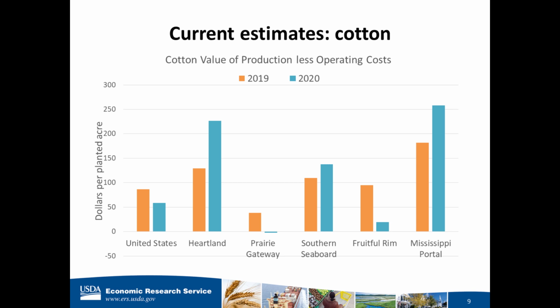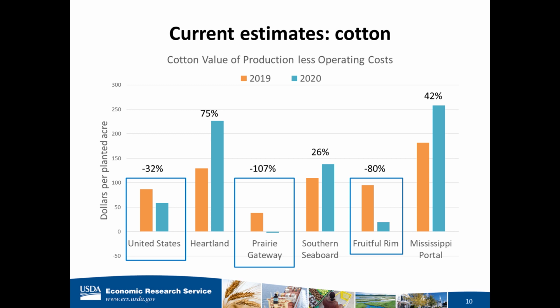So the horizontal axis is demonstrating the regions, and then the vertical axis is demonstrating dollars per acre planted. And the first set of columns is the United States, where the orange column represents the value of production minus operating costs in 2019, and the blue column represents the value of production minus operating costs in 2020.